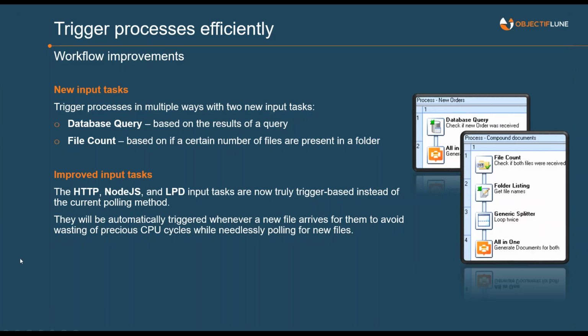This saves processor time. And also HTTP for calls in the web, Node.js and LPD input, the printer from Linux, Unix, mainframe, AS400 are available here as input tasks, and also are trigger based, which means that it's not polling. It ignores the polling interval. It just waits for a call and triggers that process. Start that process. This really avoids wasting precious CPU cycles.